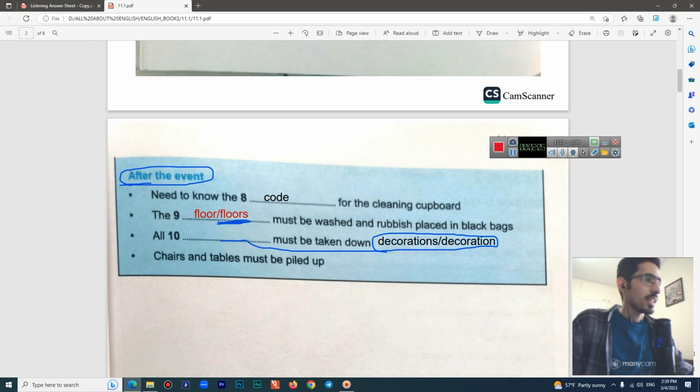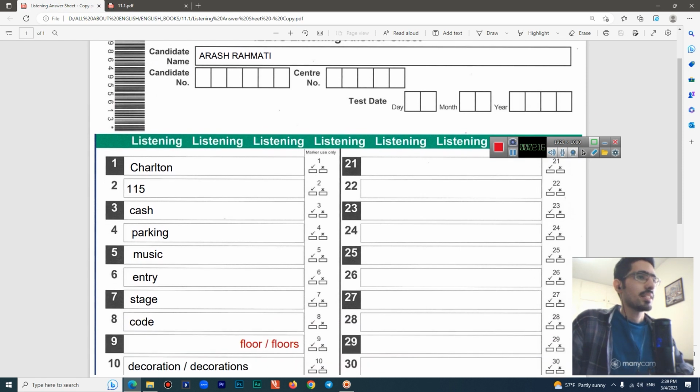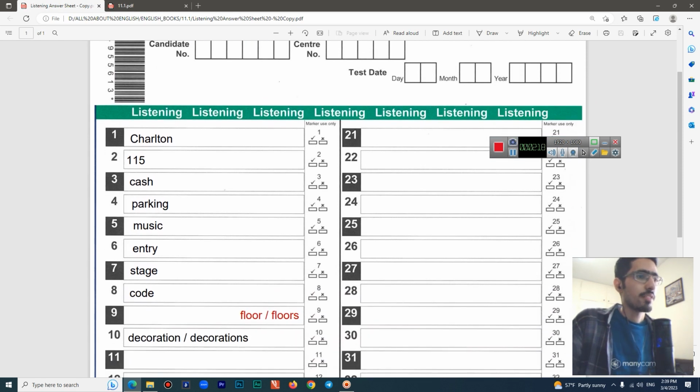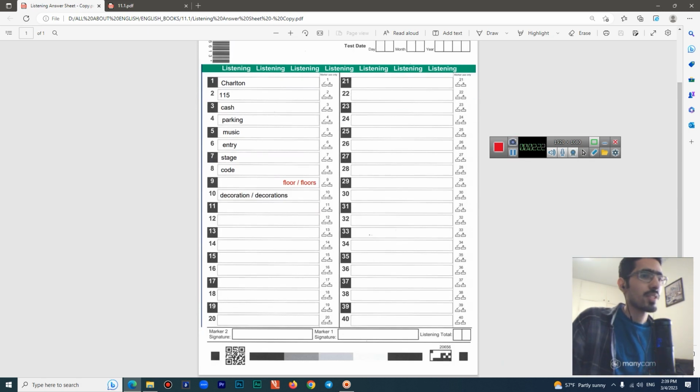Okay, and if you look at the answer sheet, this is my answer sheet. Arash Rahmati, you write your test date, candidate number, center number, everything here. And let me give you a full view. There are 40 questions, 20 on the left, 20 on the right. So as you can see, I have answered 10 of them in unit 1. This is section 1. Today we want to go to section 2.